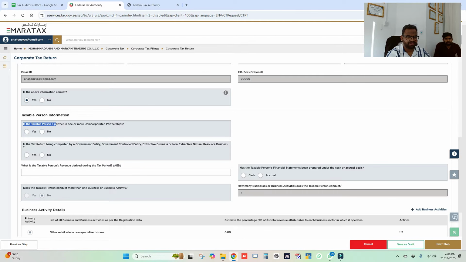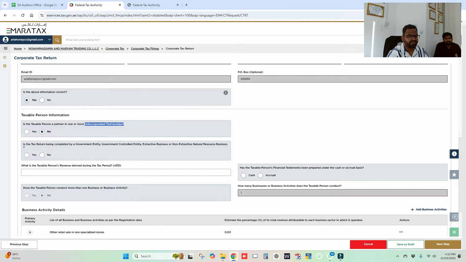Is the taxable person a partner in one or more unincorporated partnerships? The taxable person is about this company. Is this company a partner in one or more unincorporated partnerships? We will select the right answer, always as per the client's information. In this case it is a no.